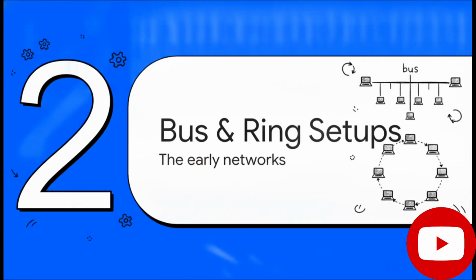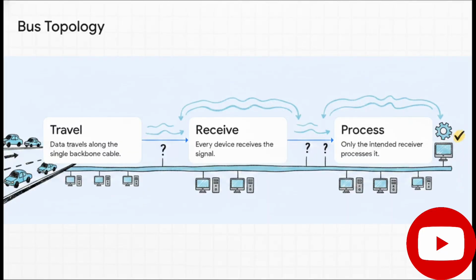Section 2. The early setups, bus and ring. First up is the bus topology. Now picture data traveling along a single backbone cable, kind of like cars on a one-lane highway. Every single device connects to this one main communication cable. When a computer sends data, that data travels all the way down the line. Every single device on the network actually receives the signal. But here's the clever part. Only the device it's specifically addressed to actually processes it. Everyone else just ignores it.